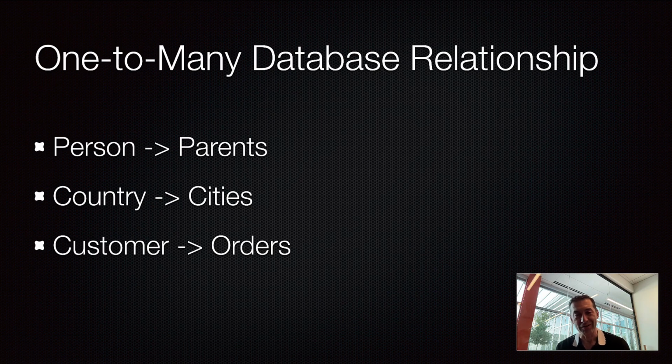Customer, multiple orders. We talked about that in the previous slide, but from the customer perspective, it is a one-to-many relationship. Whenever you test one-to-many, it really is just that. One entity may have multiple other related entities, and that is one-to-many.